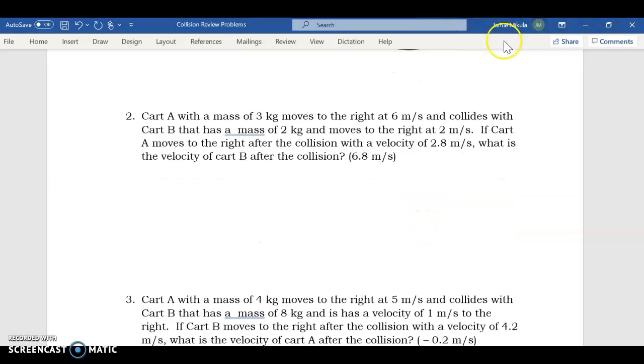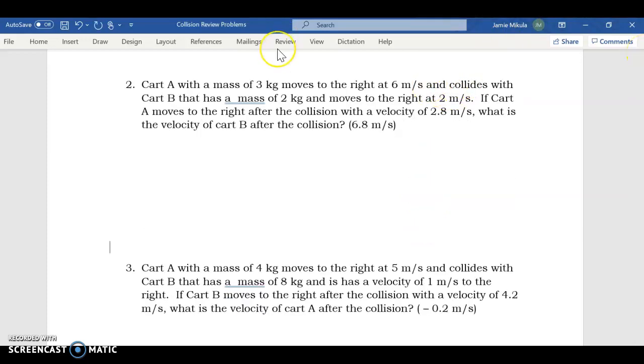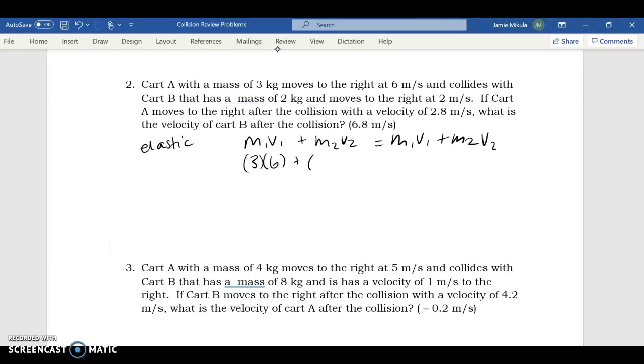Cart A with a mass of 3 moves to the right at 6, collides with cart B with a mass of 2, moving to the right at 2. If cart A moves to the right, what is the velocity of B? So this is also elastic. m1v1 plus m2v2 equals m1v1 plus m2v2 after. Cart A is 3 kilograms, moves to the right at 6 meters per second. Cart B is 2 kilograms, moves to the right at 2 meters per second.